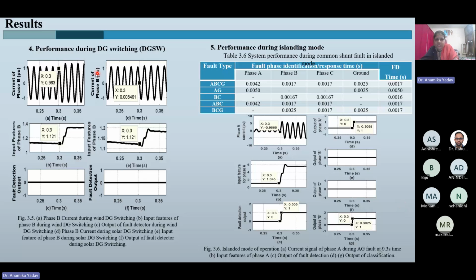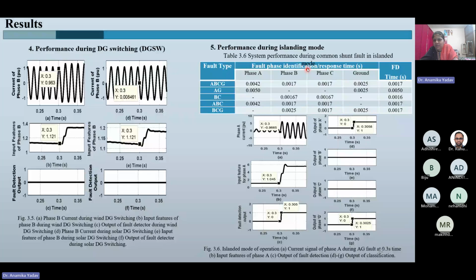Now, in case of switching events, if DG is switched in, you can see that the current value increases, and the input phase vector also increases, but it is well below the threshold that has been decided for DG switching. So the fault detection output remains low throughout. This confirms the reliability of the scheme during DG switching events.